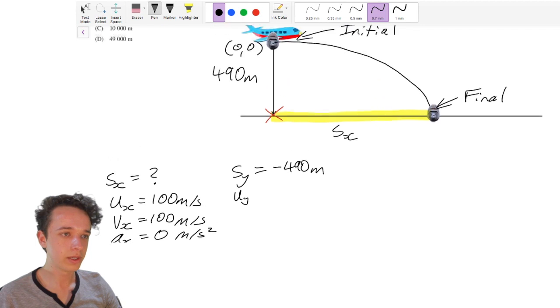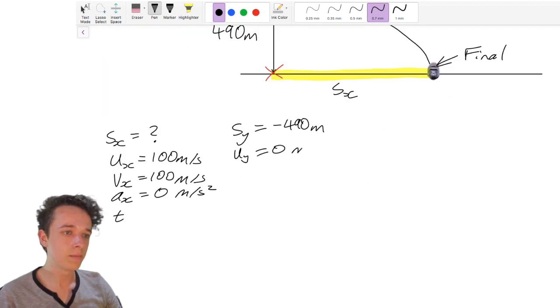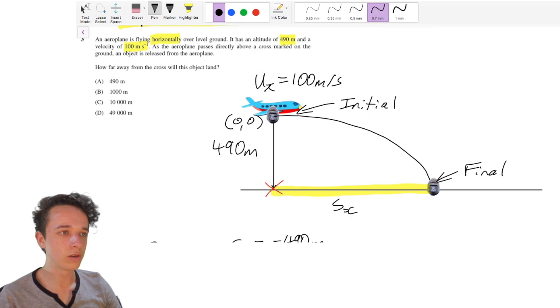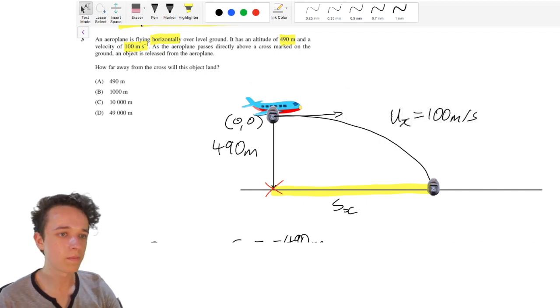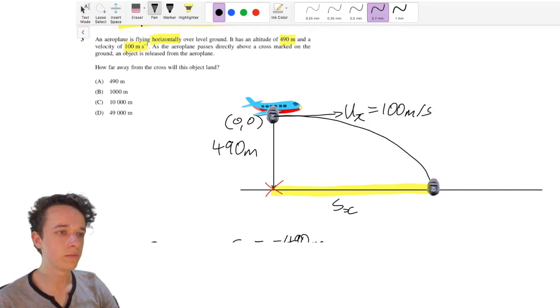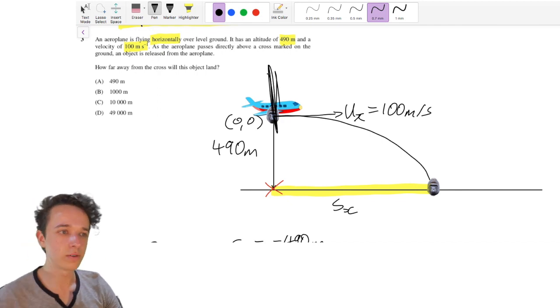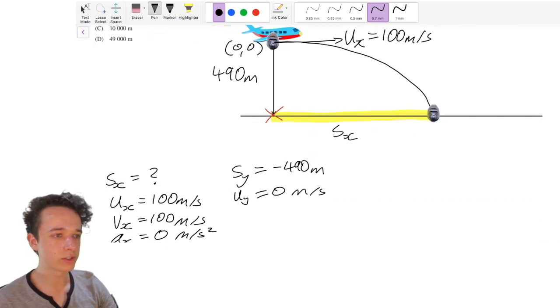Uy is equal to 0 because the only velocity that we have initially is in the x direction. So this is ux, right? This is the velocity ux. I'll just remove that, and I will move this and replace this. All right, so that's our ux. That means there's no velocity in the y direction. So uy is just 0.